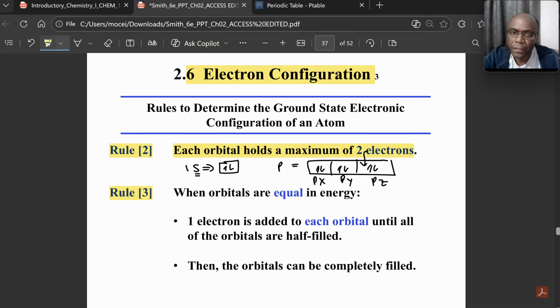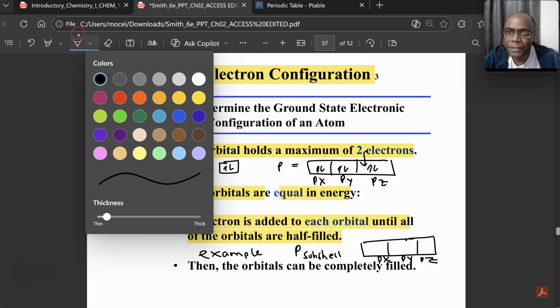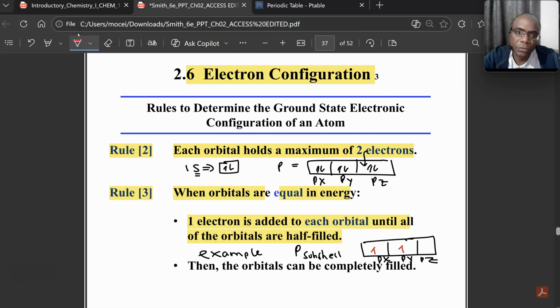Then comes rule 3. When orbitals are equal in energy, 1 electron is added to each orbital until all of the orbitals are half filled. Let me give you an example of this rule. Remember how I talked about the p subshell being divided into 3 p orbitals, px, py, pz. Suppose all you have is 3 electrons. You want to singly occupy them using 1 electron at a time. The wrong thing to do is to do this, leaving this empty.